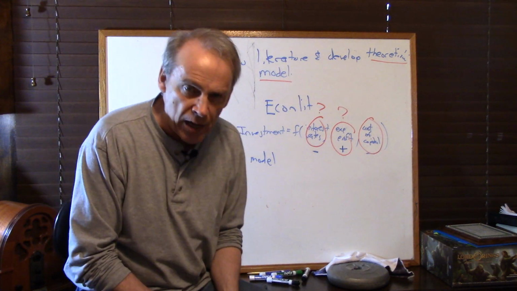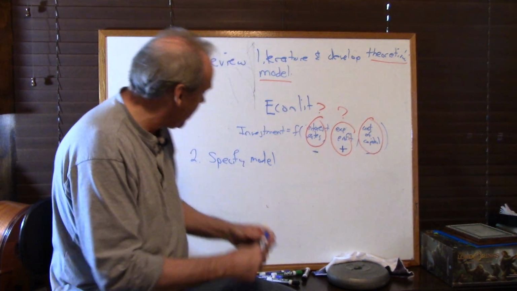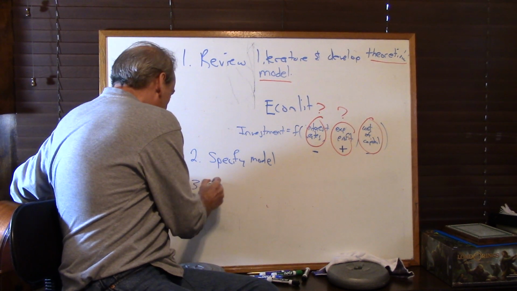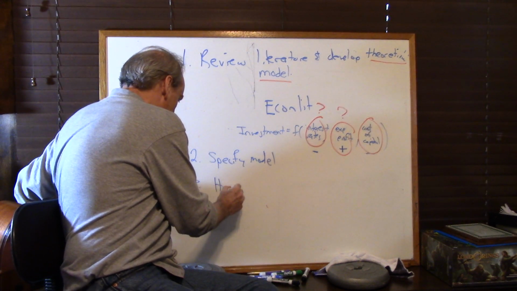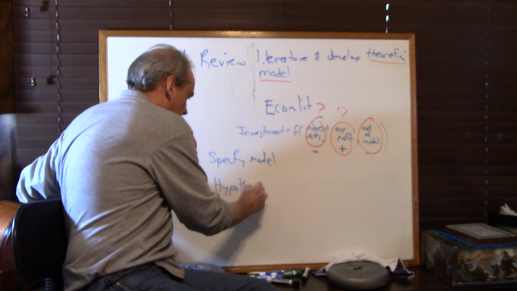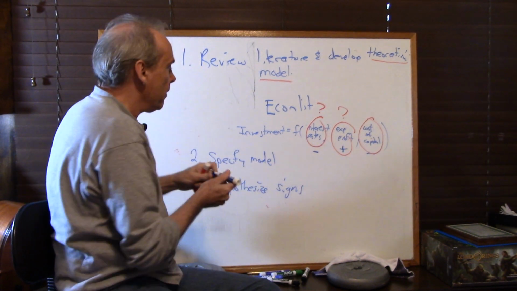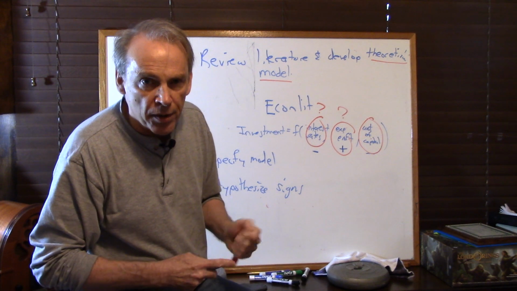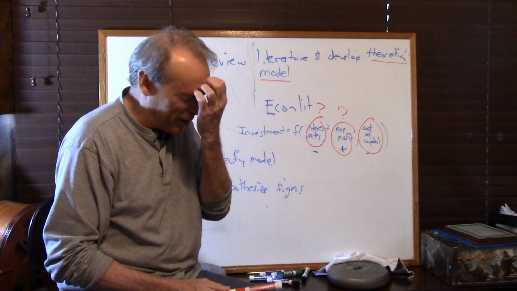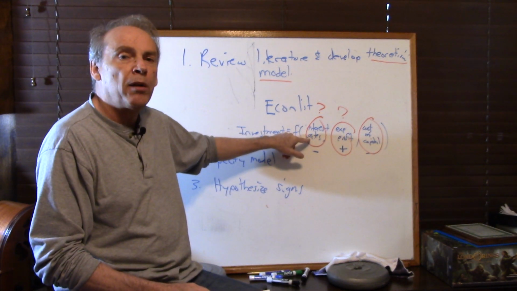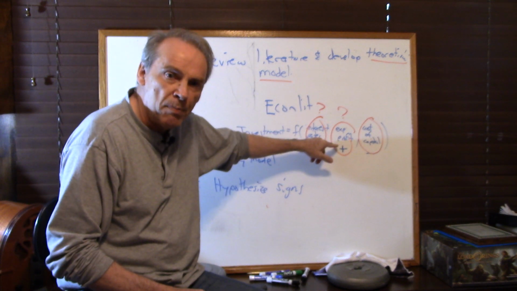Hypothesize the expected signs of the coefficients. That's step three. Quick step. Hypothesize signs. Notice I did that when I was going through the theory part. I was stopping and saying to myself, would this be a positive impact or a negative impact? Would this be a positive impact or a negative impact?